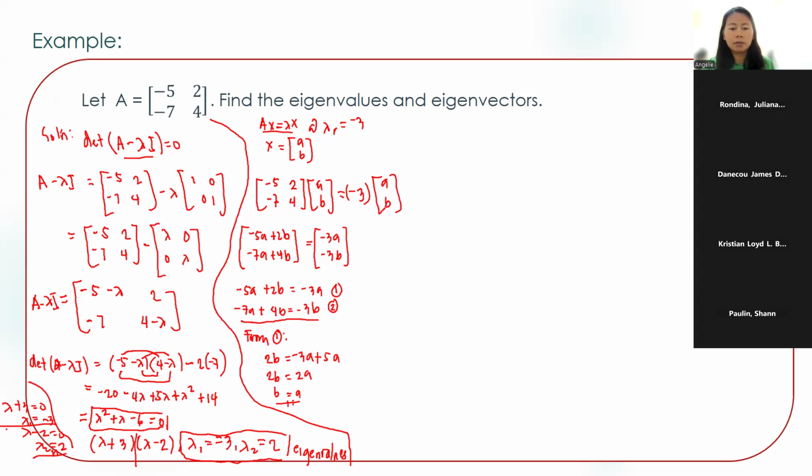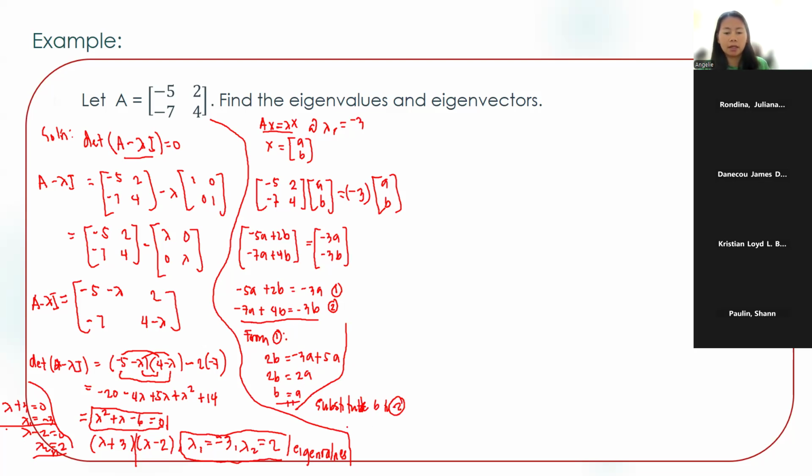Right? Now, we substitute this to our second equation to get a. Next, we substitute b to equation 2. So, all the b in equation 2 will become a.